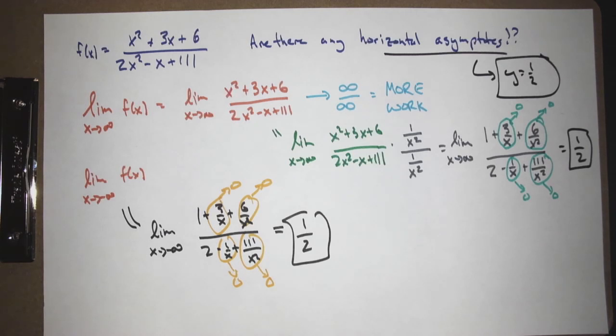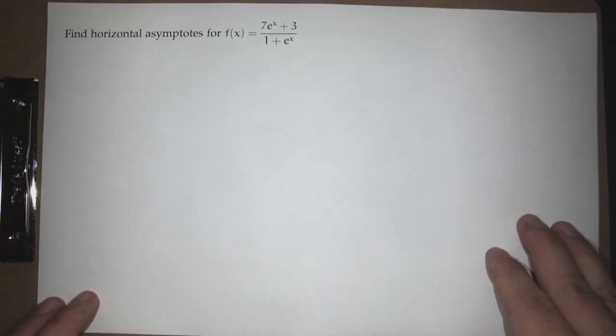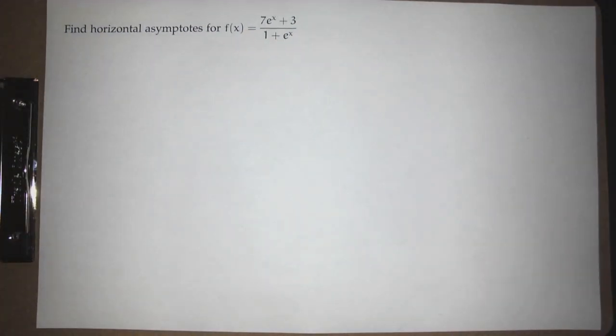All right, let's see. I think we have one that we should have you try. Your turn. Find horizontal asymptotes for the function (7e^x + 3) over (1 + e^x).